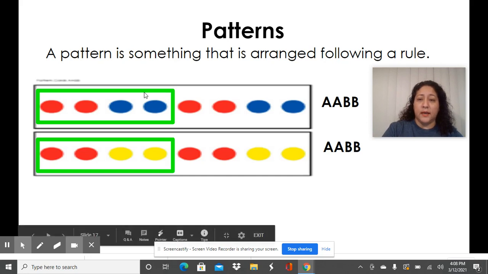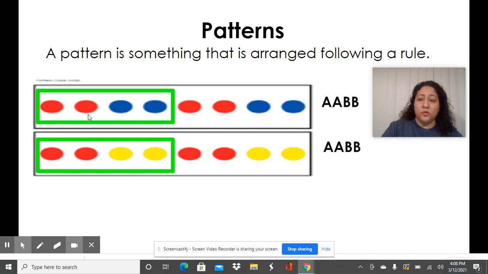And here we have two examples of the AABB pattern. Remember, with the AABB pattern, you also use two different colors, but you're going to use the first color 2 times and then the second color 2 times, like in this example. So here we have 2 reds, 2 blues, 2 reds, and 2 blues. Or you can also say red, red, blue, blue, red, red, blue, blue.